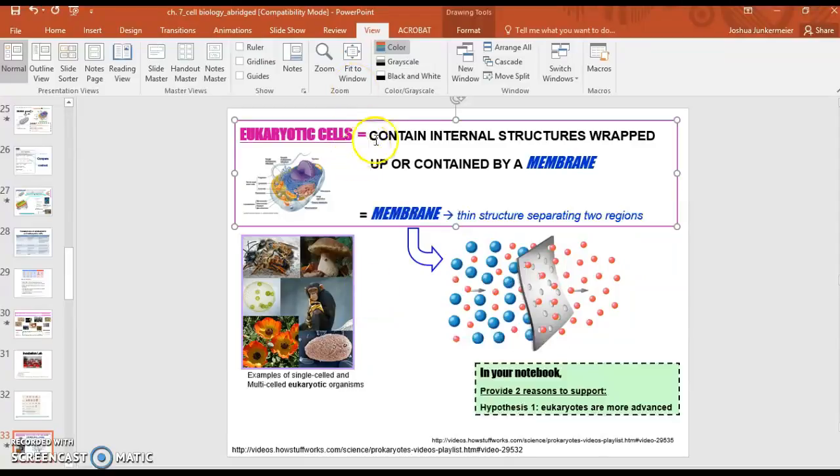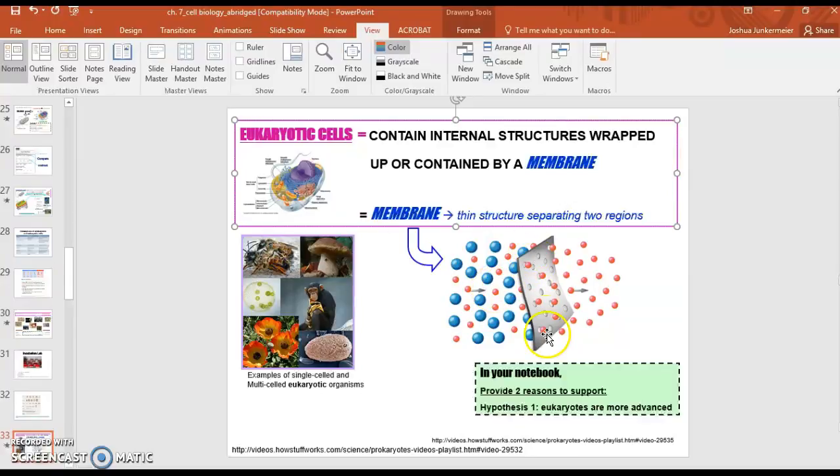It says eukaryotic cells contain those internal structures wrapped up or contained by a membrane. So these internal parts of a cell that you can see in the picture are all coated in membranes. And those membranes are made up of what we'll soon find out is lipids. And a membrane is a thin structure separating two regions. So cells separate different parts of their bodies using these membranes.